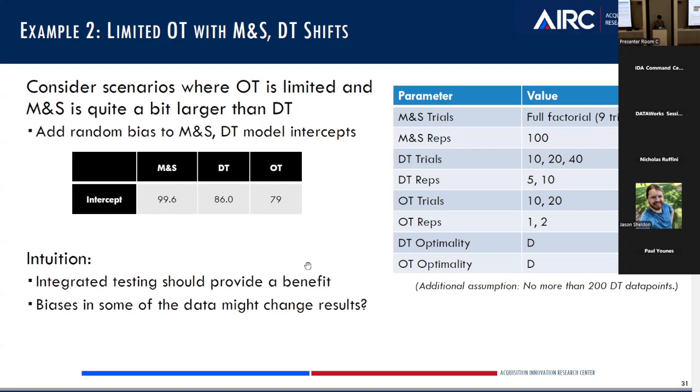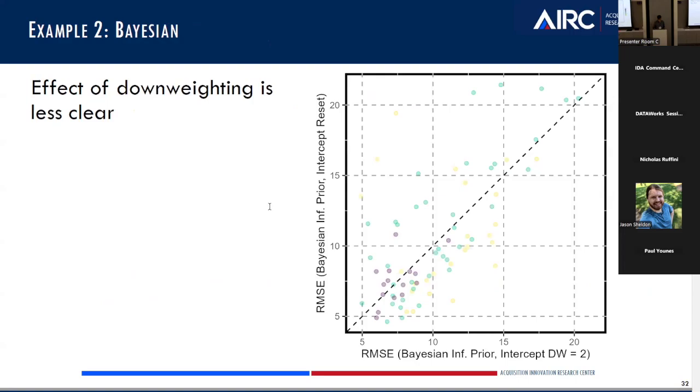So I just took a normally distributed random variable and added it to the intercept for modeling in sim and for DT. So we see that modeling in sim is more biased than DT, which is a little less biased, but still biased relative to OT, this is the true intercept from the operational model. Okay, so we're just going to see what the effect of the biases are on the conclusions that we just reached.